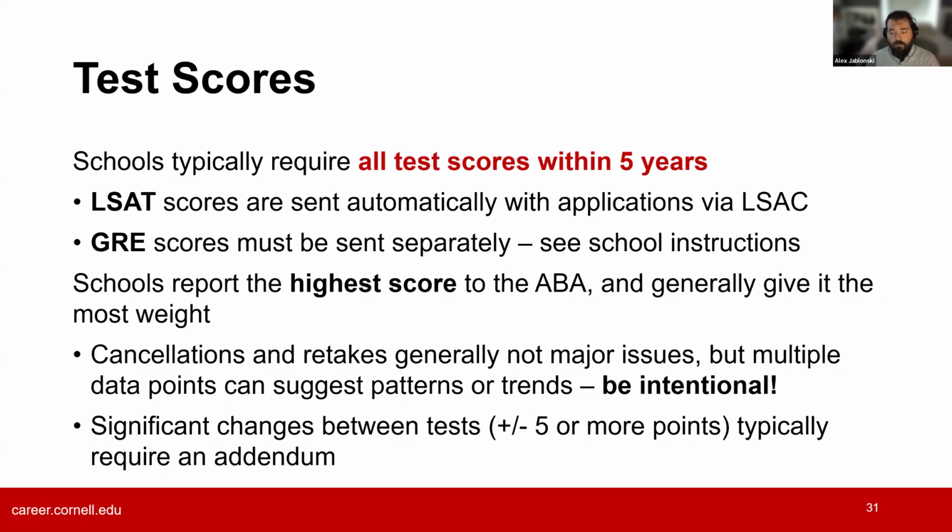You want to make sure that every time you retake the test, you have a reasonable expectation of doing better that you can articulate, and not just, I'm just going to pull the lever on the slot machine again. I hope I'm going to do better. You want to be careful with that. Significant variation between test scores, let's say you improve 5 points or you do worse by 5 points, sometimes will automatically trigger an addendum for a school if they want one.